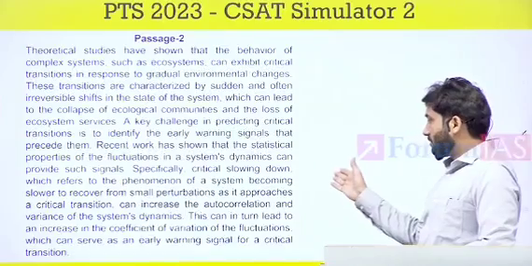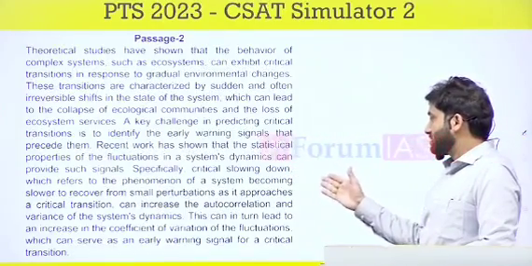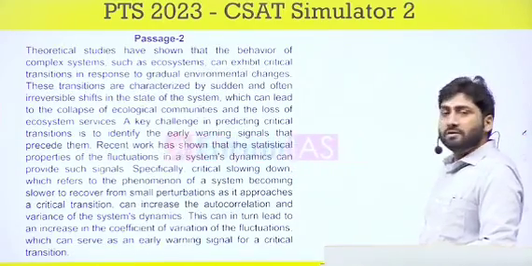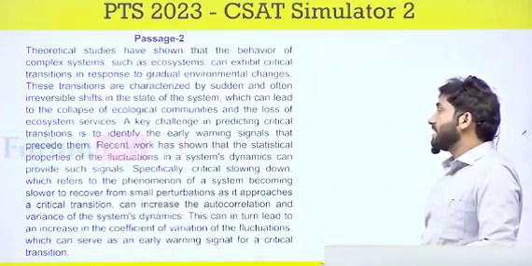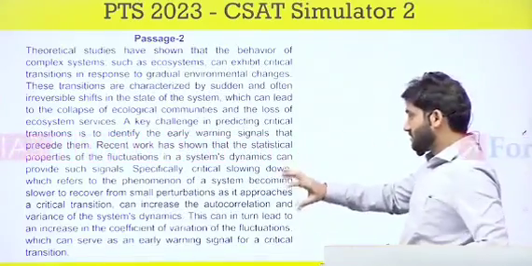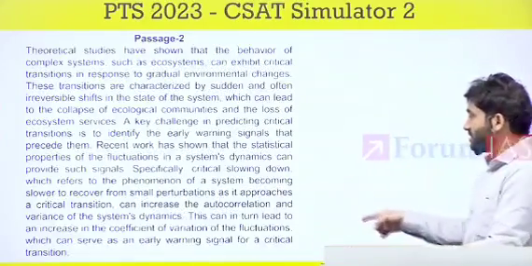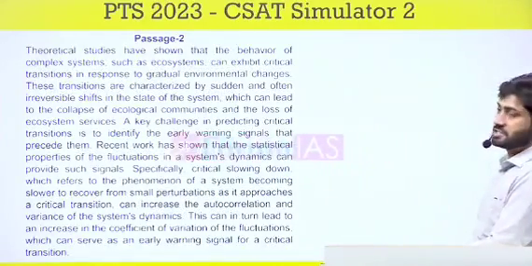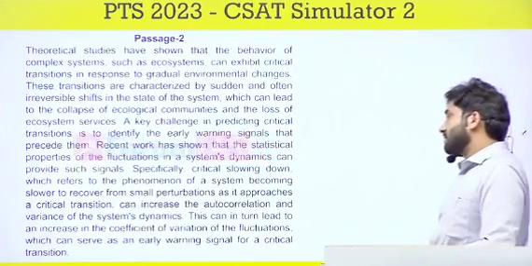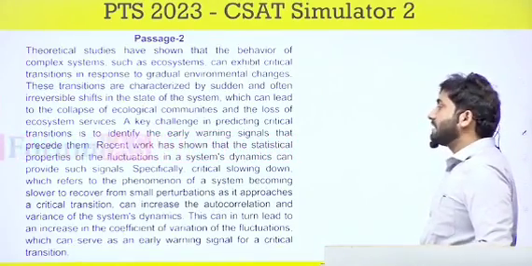And then it talks about how they recover from small perturbations as it approaches the critical transition. That's where the slowing down happens, which can increase the autocorrelation and the variance of the system's dynamics. So this relationship can be measured through the increase in the coefficient of variation of the fluctuations, which can serve as an early warning signal for the critical transition.